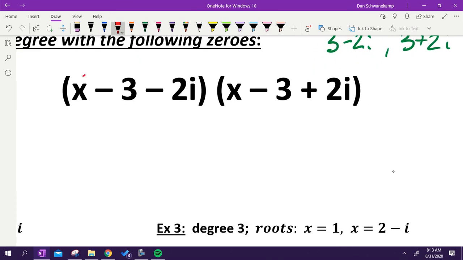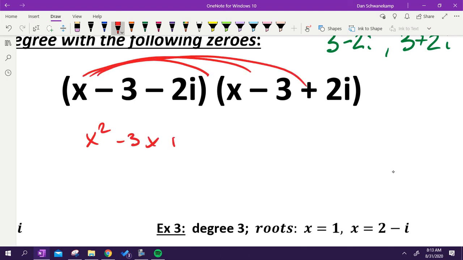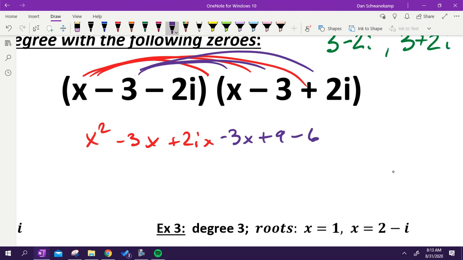If I were to FOIL this out, I would do x times x. I'd get x squared minus 3x plus 2ix. And then I would take the next number and go negative 3 times x. And then negative 3 times negative 3 would be plus 9. And then negative 3 times 2i would be negative 6i. And then you would take the last number and multiply it in. Plus 6i. Negative 2ix. Sorry, thank you. And then negative 2i times 2i would be negative 4i squared. It's a lot of stuff. There's definitely places you could make a mistake.